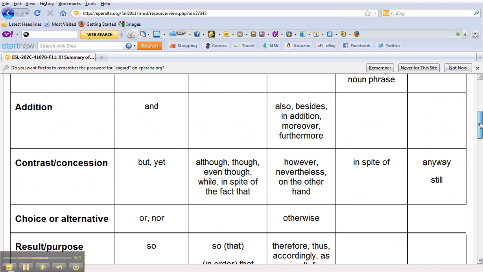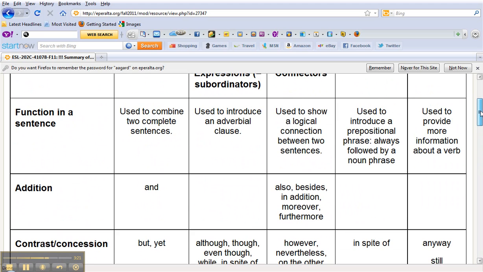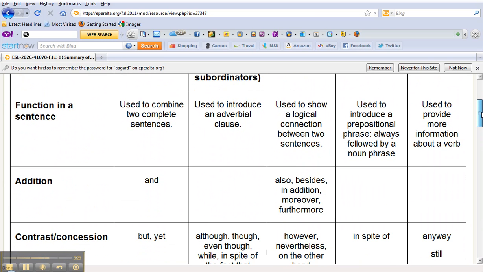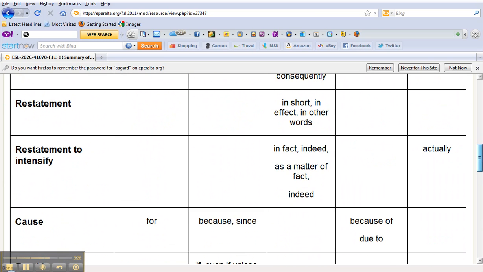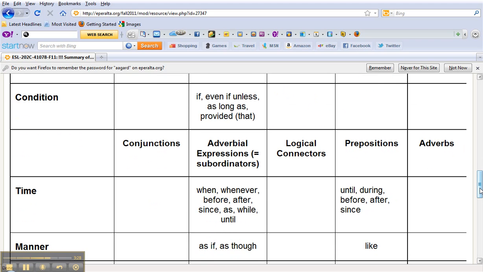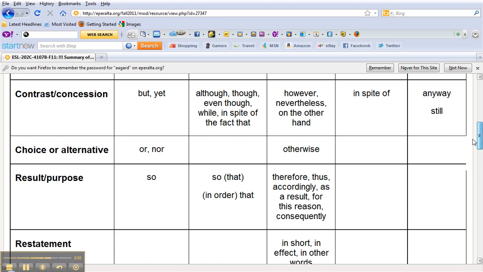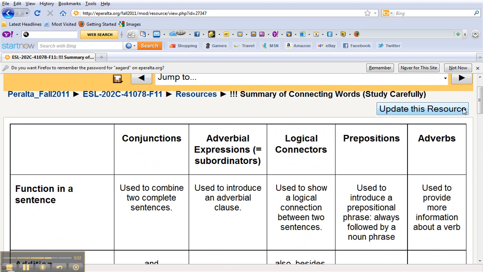Because in order to go on and study at the English 1A level, this is stuff that you really have to know. Now this week we're going to be studying things that are in this column. This is what we're focusing on this week: adverbial expressions which begin an adverb clause.